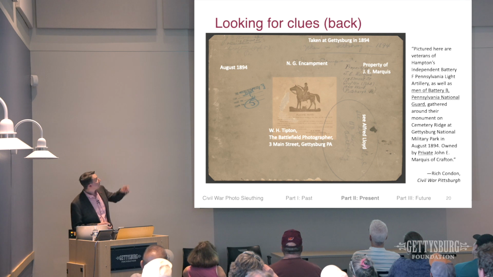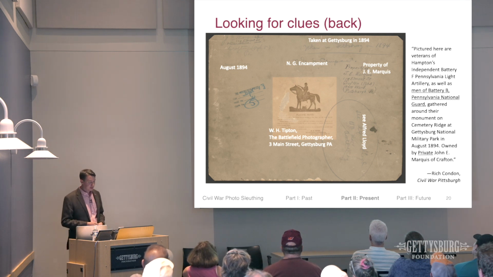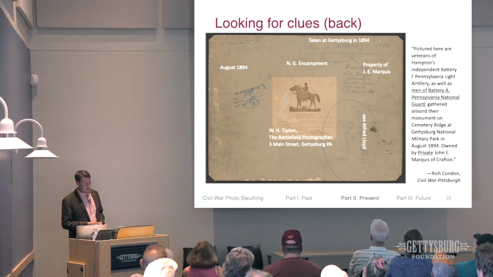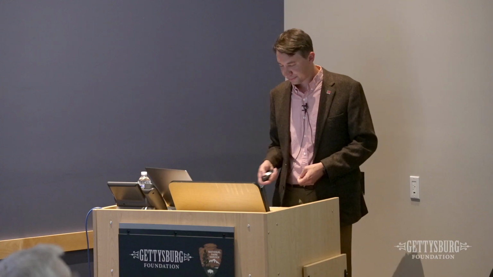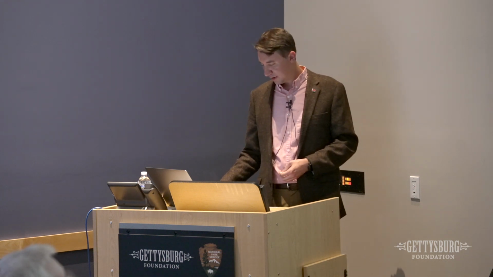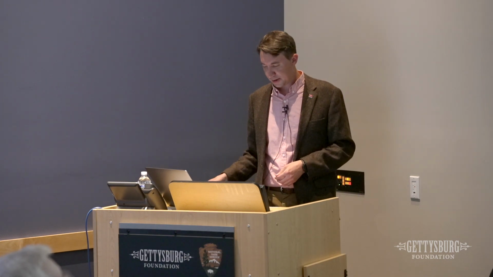Another sketch over here says August 1894, getting even more specific. It says NG encampment. It says property of J.E. Marquis. And then there's another name here, Alfred Lloyd. And then finally, we see the photograph was taken by the famous W.H. Tipton from Gettysburg, and was very prolific. You've probably seen many other photographs by him.